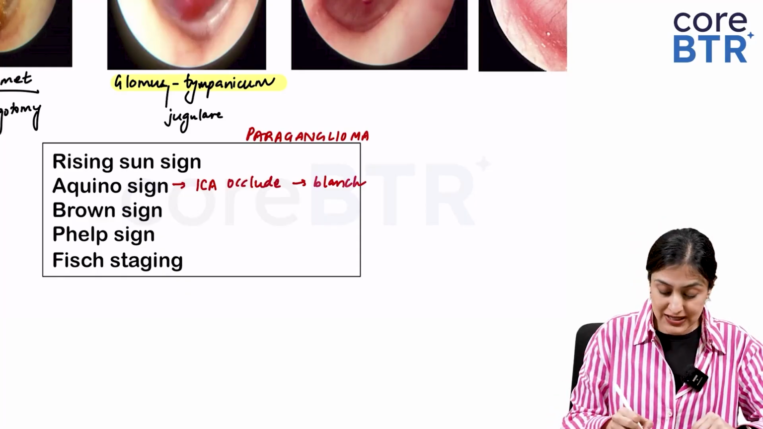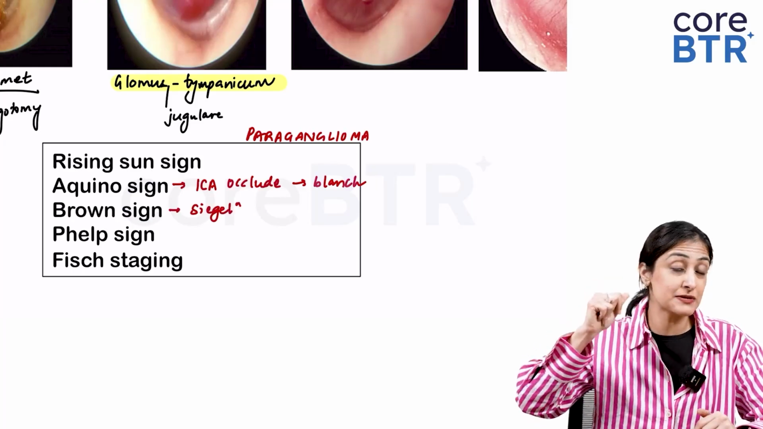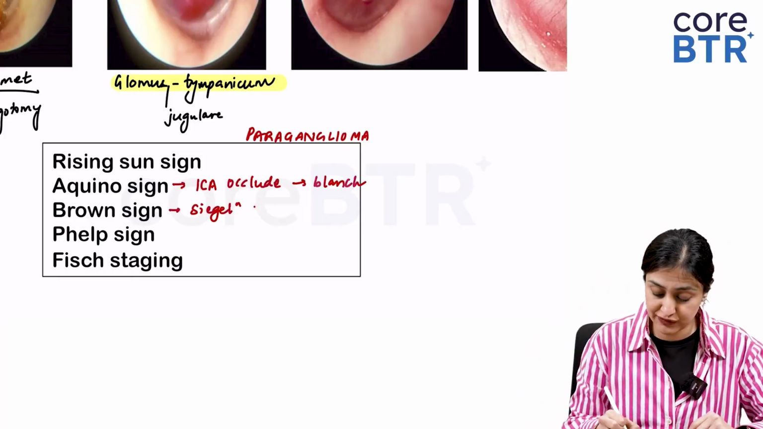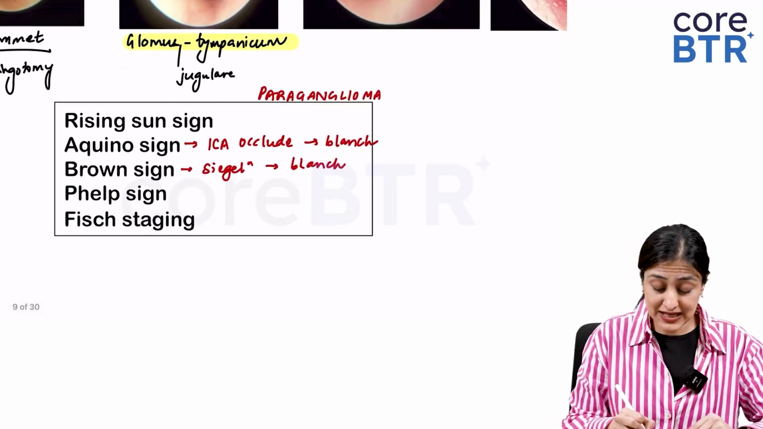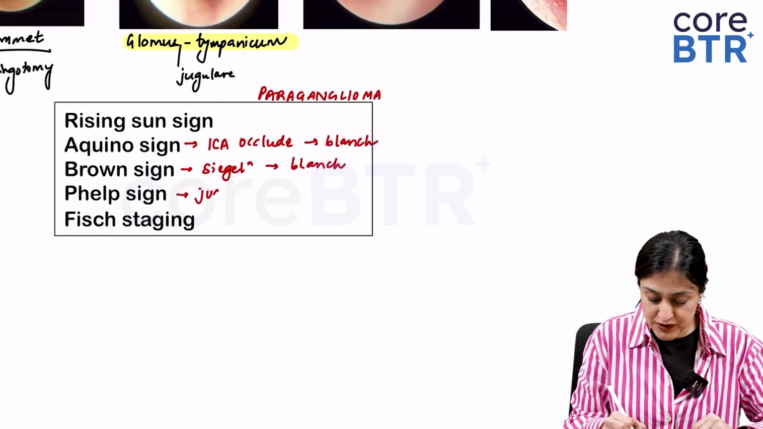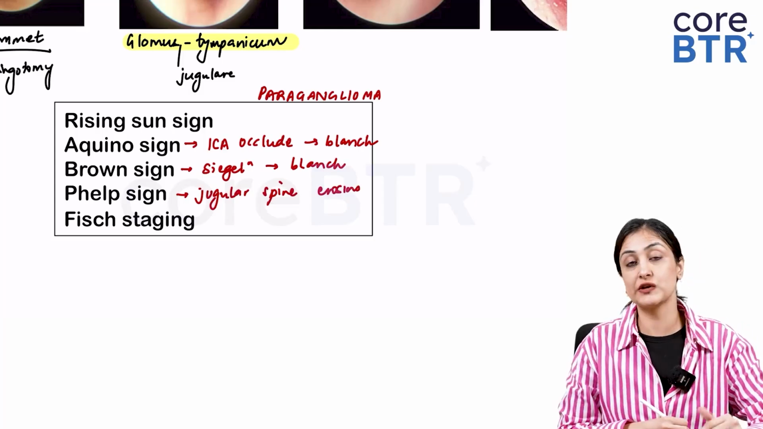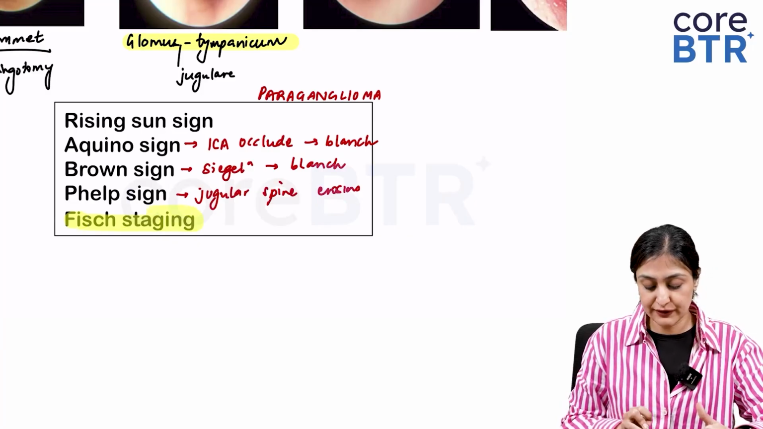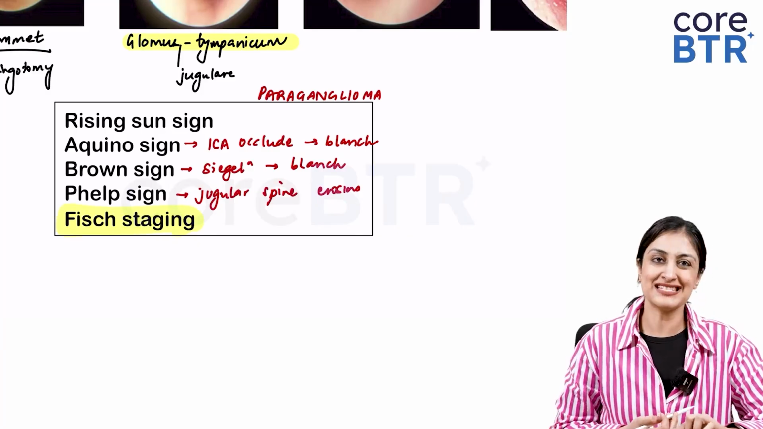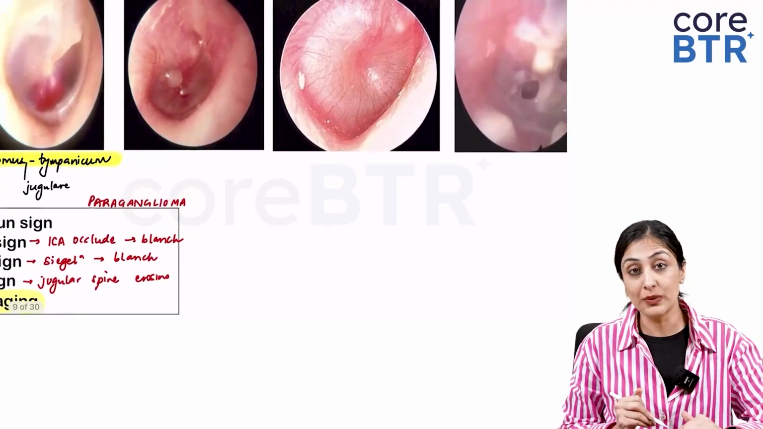What is the Brown sign? Brown sign is also similar, using siegalization, using a Siegel speculum. When you change the pressure of the ear, again it will show blanching. The Phelps sign is particularly for your glomus jugulare, where we see the jugular spine erosion. So if there is a spine erosion by this very vascular mass, that's called the Phelps sign. And the staging system here is called the Fisch staging. The entire staging is not very, very important, but just remember this is what is glomus.